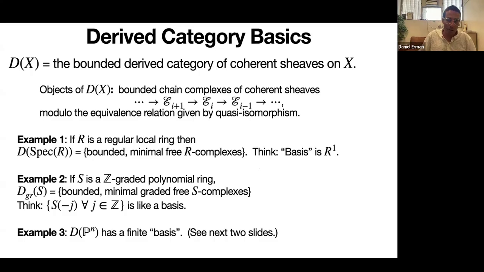the derived category, or introduce the derived category. And here's a delicate point. D of X I'll use to stand for the bounded derived category of coherent sheaves. What this is, the objects are bounded chain complexes of coherent sheaves, but you consider equivalence classes with respect to quasi-isomorphisms between them.